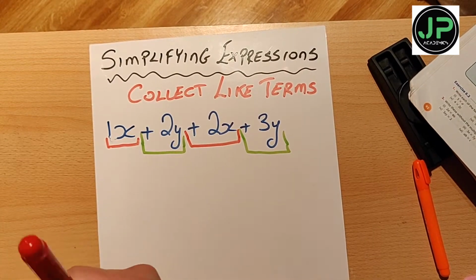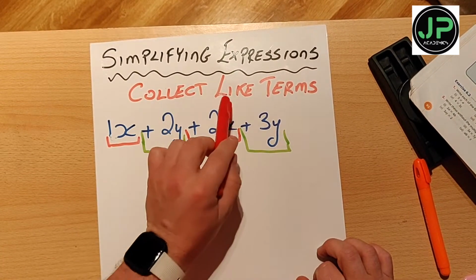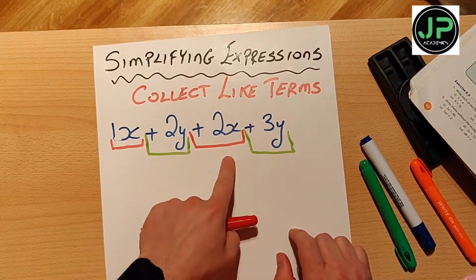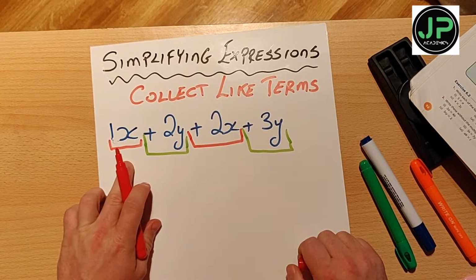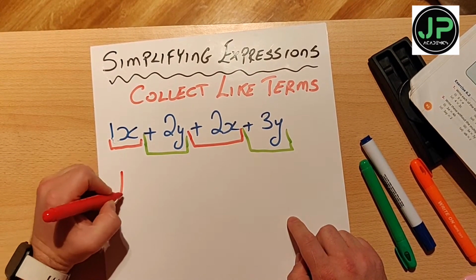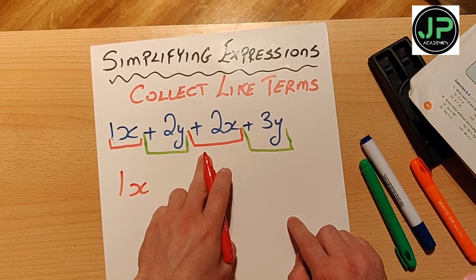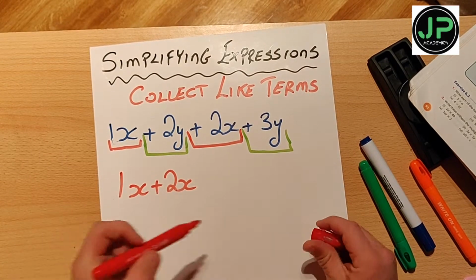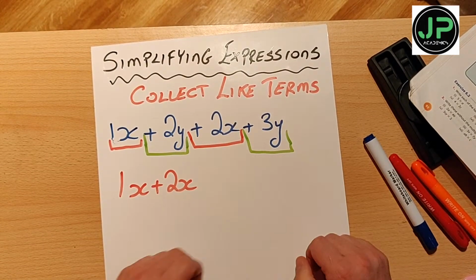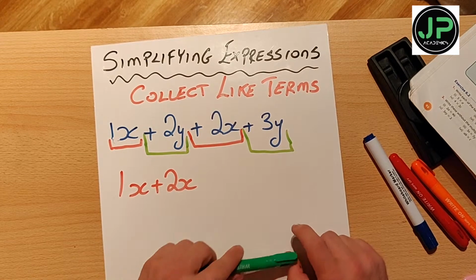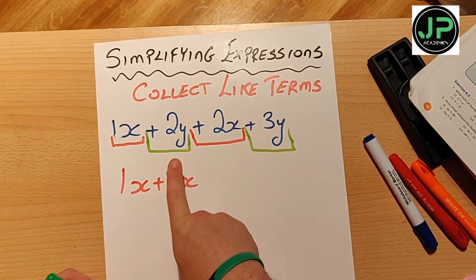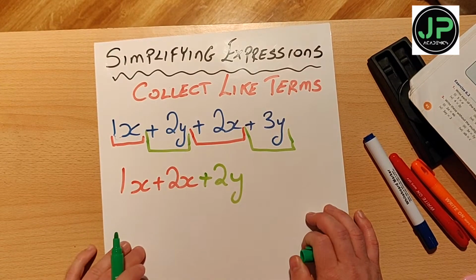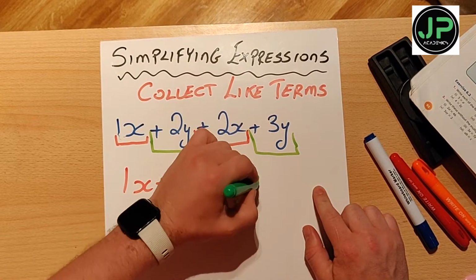Okay, so now, what I want to do is collect my like terms. So the first thing I'm going to do, alphabetical order, I'm going to go with the x's. So this is 1x. Okay, so 1x plus 2x. Now they're next to each other. The next step, collect the y's. I have plus 2y here, and I have plus 3y here.